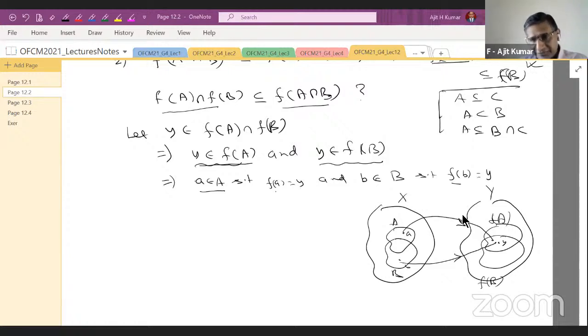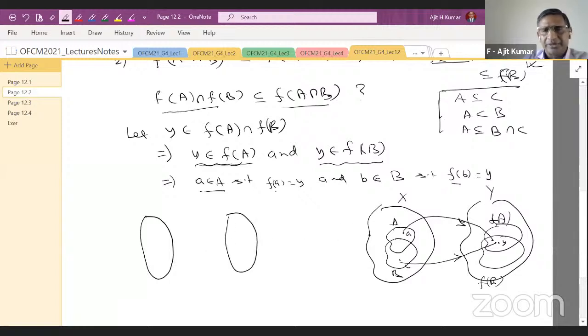So when f is not 1-1, what we are saying, that f of A intersection f of B, may not be a subset of f of A intersection B. So that's where the argument fails. In fact, that also gives me a way to construct an example where this will happen. So let us construct a map.